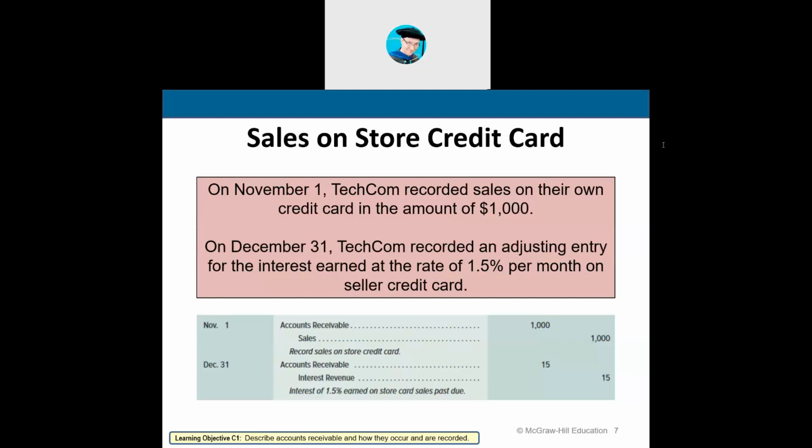When a customer pays you using a credit card, you still collect that amount in cash. However, there is a fee involved. It's called a credit card fee.